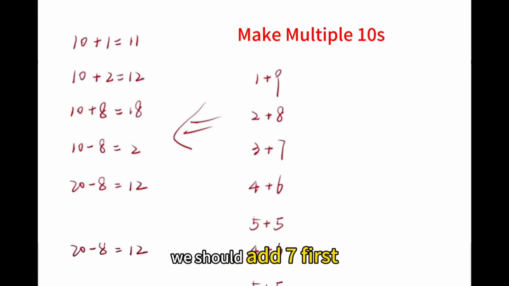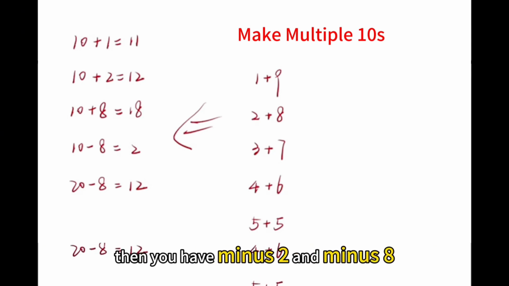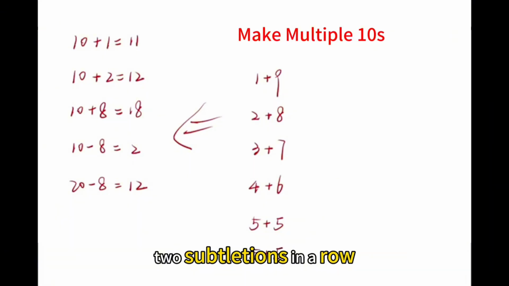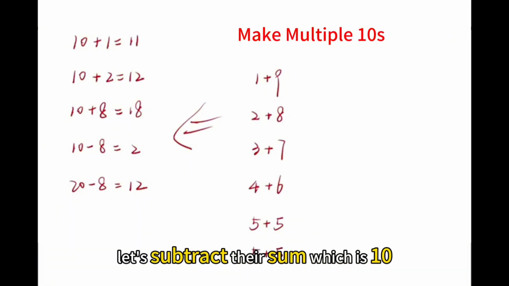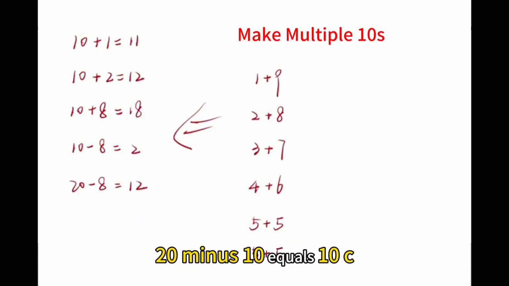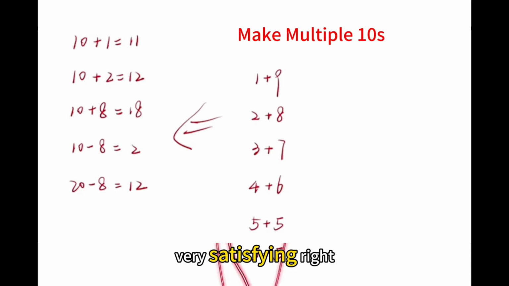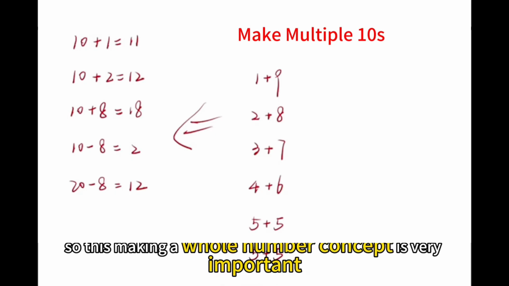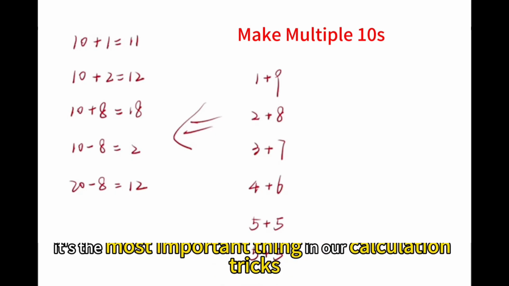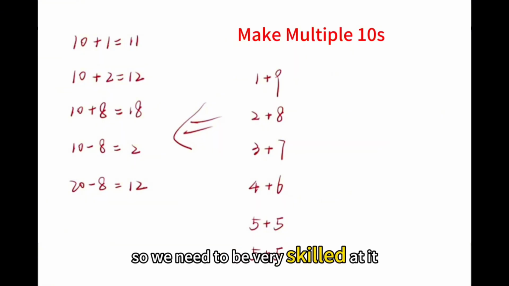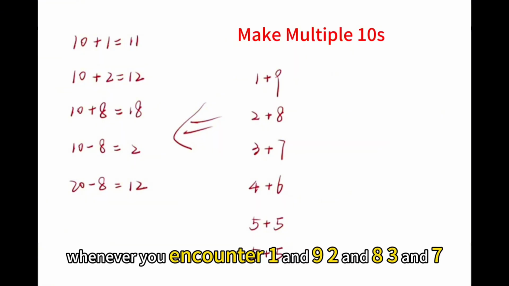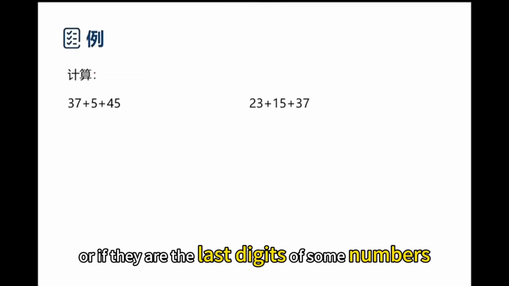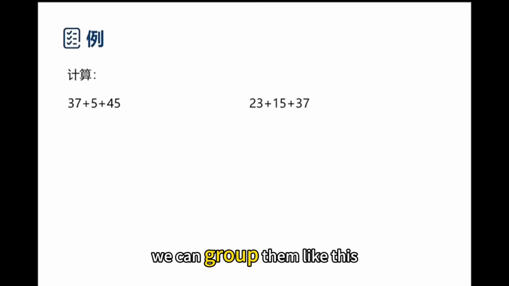The last one, 13 minus 2 plus 7 minus 8. We should add 7 first. This makes 20. Then you have minus 2 and minus 8. Two subtractions in a row. Let's subtract their sum, which is 10. 20 minus 10 equals 10. See, very satisfying, right? So this making a whole number concept is very important. It's the most important thing in our calculation tricks. Okay, so we need to be very skilled at it. Whenever you encounter 1 and 9, 2 and 8, 3 and 7, 4 and 6, 5 and 5, or if they are the last digits of some numbers, we can group them like this.